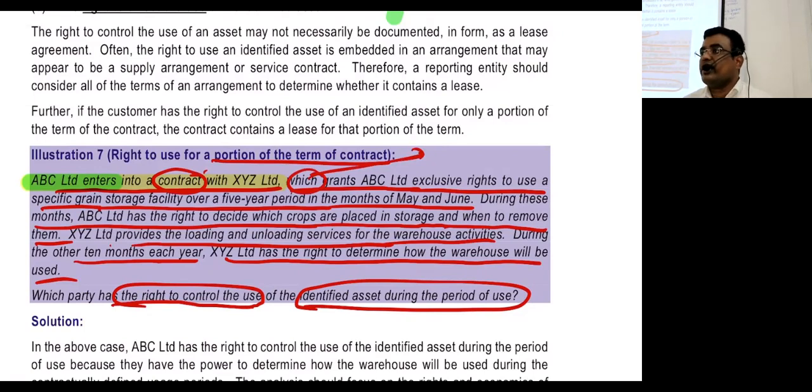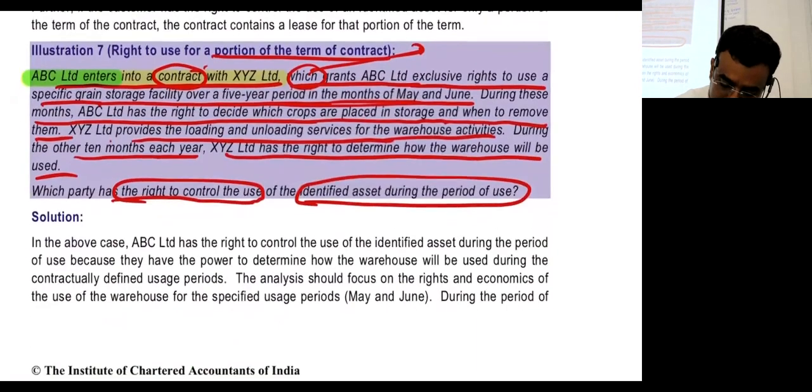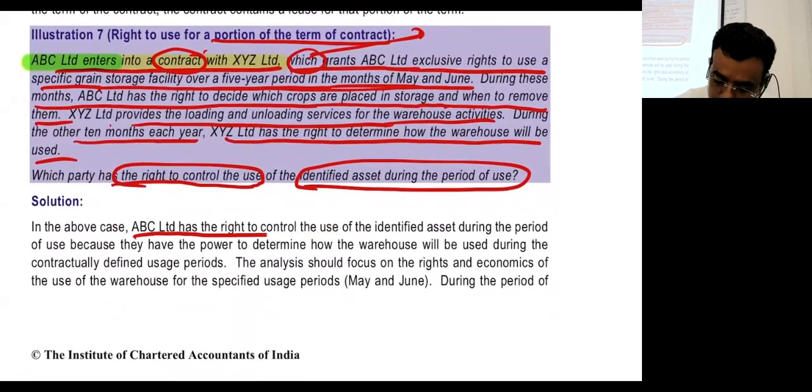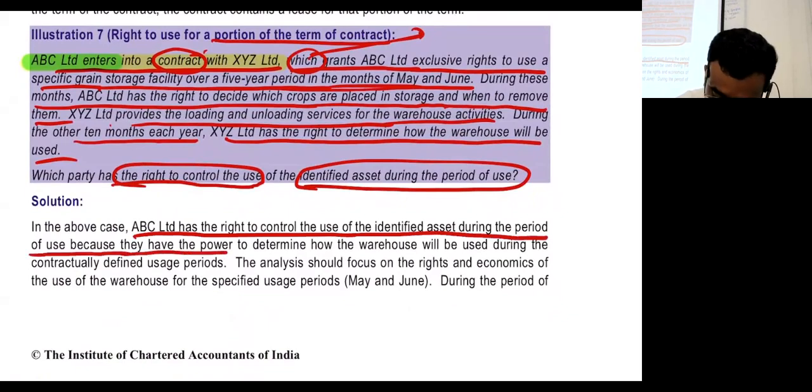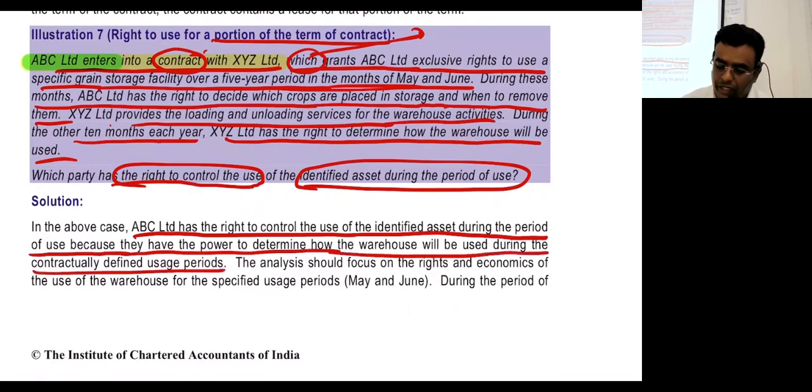If I bring it and put it somewhere already occupied, there would be a problem. But what is he saying? He gave exclusive space. Did he give us a specific number or not? Then ABC Limited, look at the asset, is it a lease or not? Next, over a period of 5 years, in a monthly basis. In the above case, ABC Limited has a right to control the use of the identified asset during the period of use because they have power to determine how the warehouse will be used during the contractually defined period. Yes or no? Yes or no?